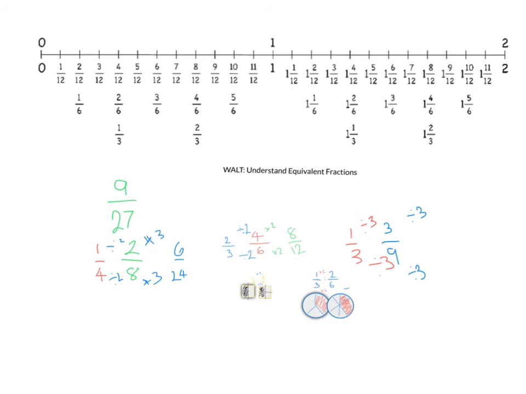So now we can see that 9/27, let me just move it forward a little bit, is the equivalent of 1/3, 2/6 and 4/12. Okay, let's move on.